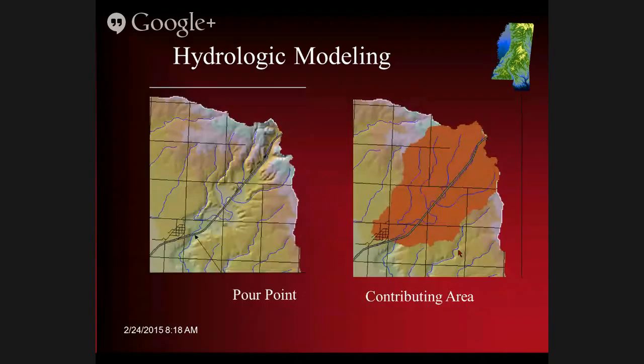So this would be how it's implemented. We choose a pour point, we get a contributing area.